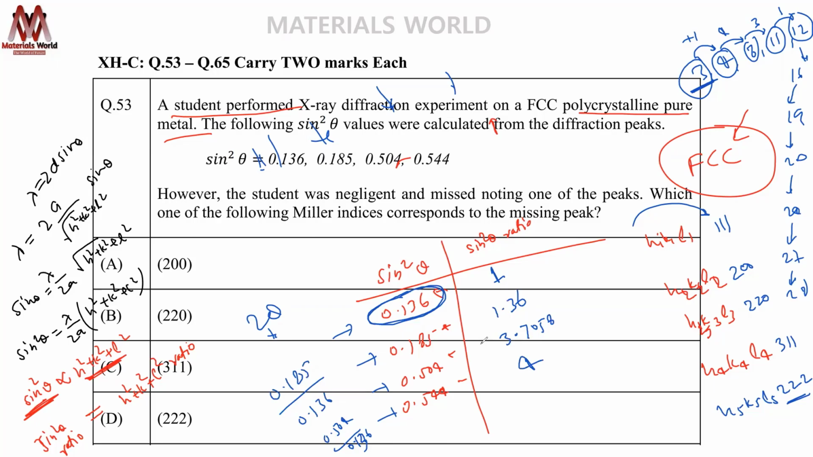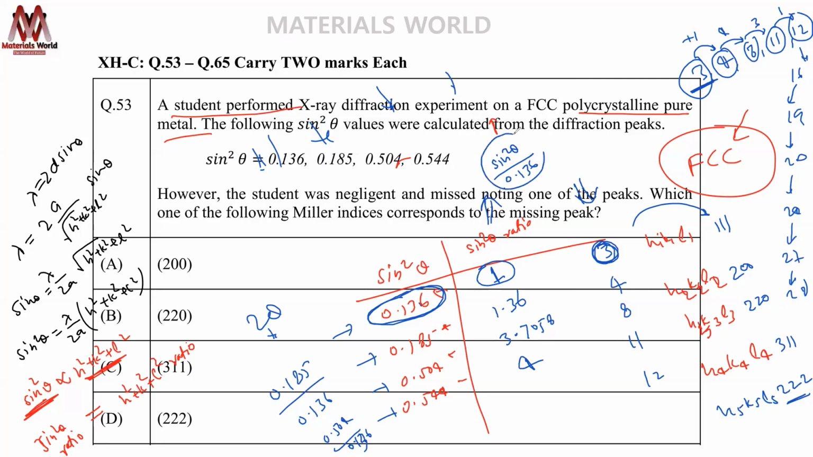Now here's the trick. I want to get FCC. This sin square theta ratio is my h square k square l square ratio, right? I want to get this as 3, this is 4, this is 8, this is 11: 3, 4, 8, 11, 12, right? But I want to get 3, and I am only getting 1. What is the sin square theta ratio? It is the corresponding sin square theta value divided by the smallest sin square theta, that is 0.136. Now I want to reach here. My first peak, I know it's FCC, is 3. How can you reach there?